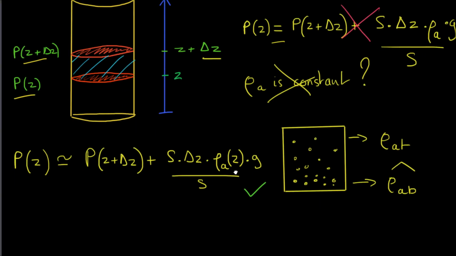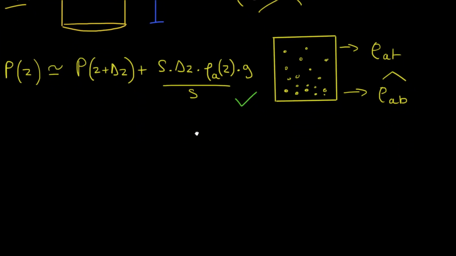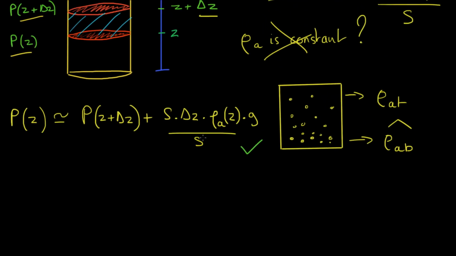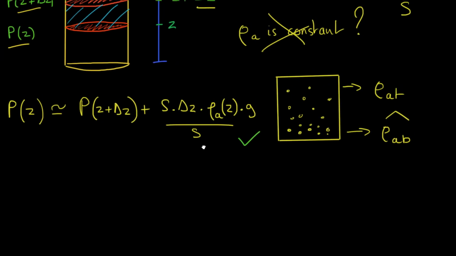Now, what's really fascinating about this relationship is that it will get more and more accurate as delta Z goes to 0. Indeed, as delta Z is getting smaller and smaller, we will consider the air density to be constant over a smaller interval delta Z. We will block the value of the air density over a smaller interval. That is why our relationship will get more and more accurate.